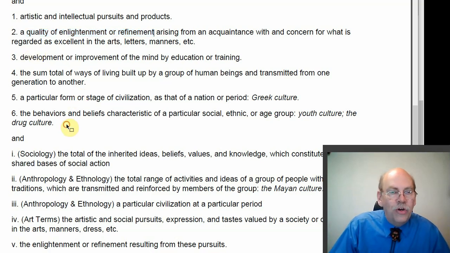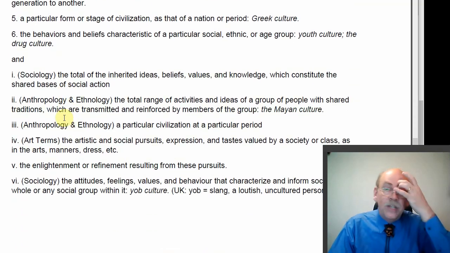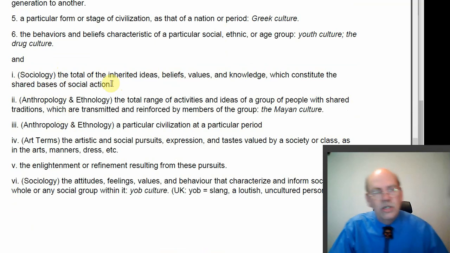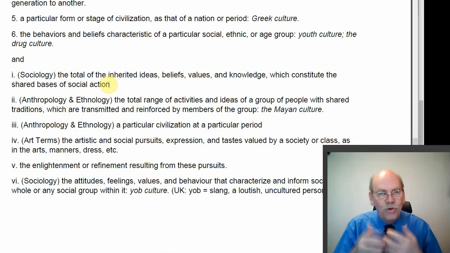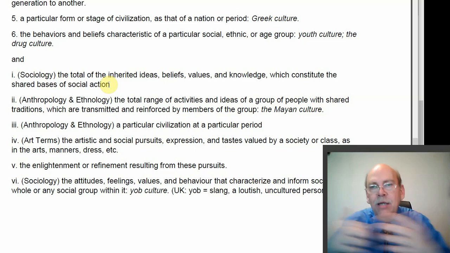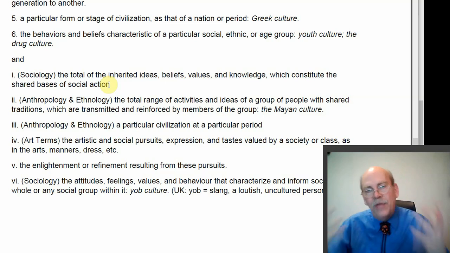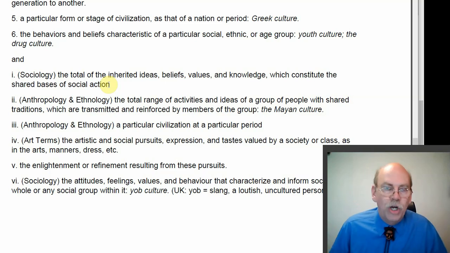Okay, a third collection of definitions for culture. From sociology, the total of the inherited ideas, beliefs, values, and knowledge which constitute the shared basis of social action. Pretty much the same as before, but it refers to social action, meaning people live their life. They do things in groups because of these ideas. In anthropology and ethnology, which is the study of ethnic groups, kind of like race, the total range of activities and ideas of a group of people. All the activities and ideas of a group of people with shared traditions.